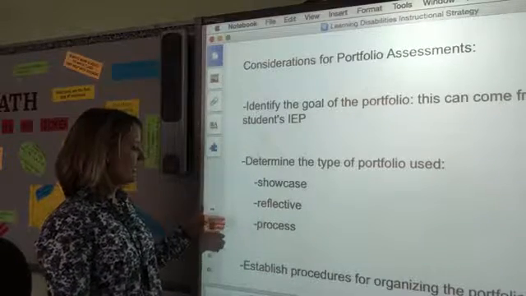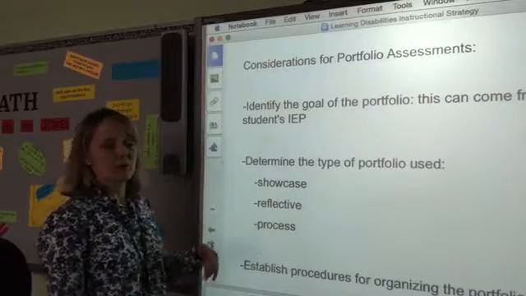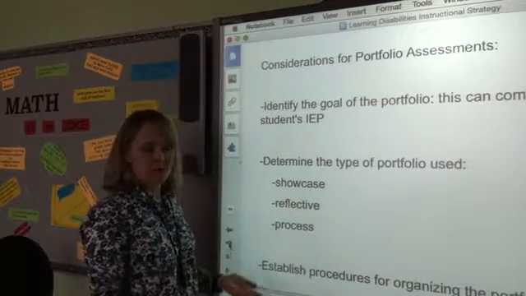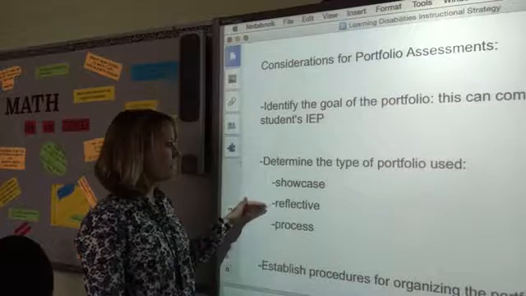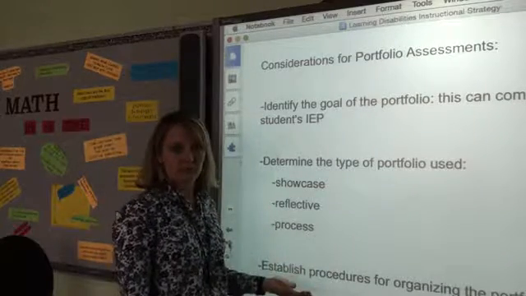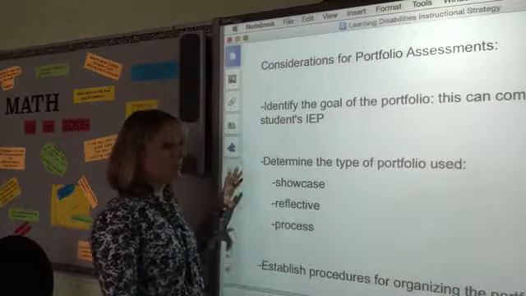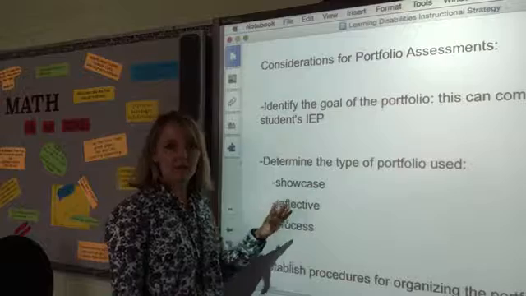And you could do that by thinking of the different types of portfolios that you could use. You could have a showcase where you were just giving an overall presentation of the material. It could be a reflective portfolio where that student has reflected back on learning a different concept. And it can be a process portfolio where you see where the student has taken a concept and been able to build on that.